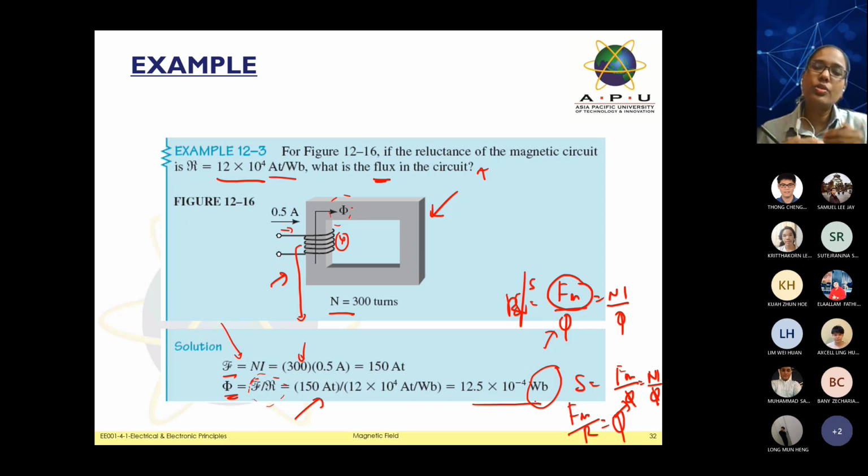So this is the way you need to take note based on the equations. If you can understand the equations, no matter what the question is, maybe in the tutorial, whatever question is given to you, you still can answer as long as you understand the concept based on the equations. Okay, so go on with the next part here.